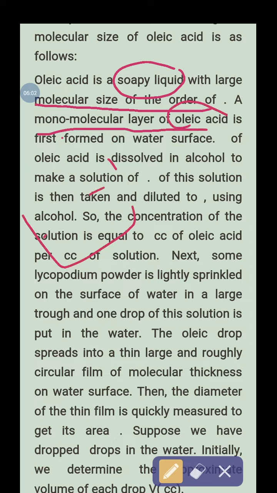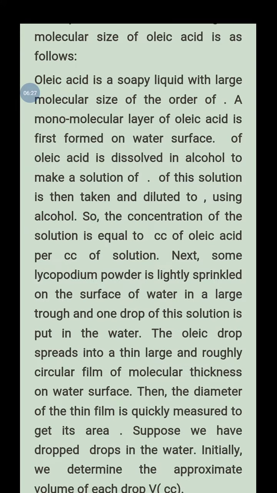So, this is the water, right? And add the oleic acid in it. Then what happens? It forms a monomolecular layer on the water surface. Okay. Then oleic acid is dissolved in alcohol. Then make a solution of this, and then take the solution and dilute it using alcohol.